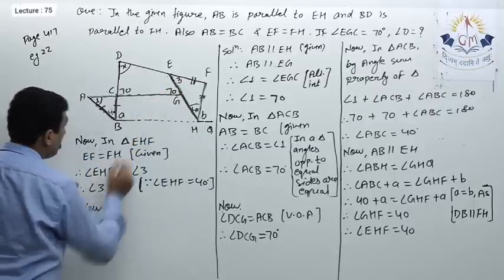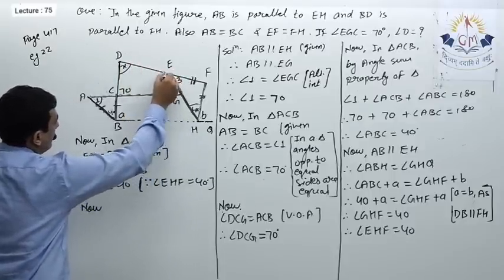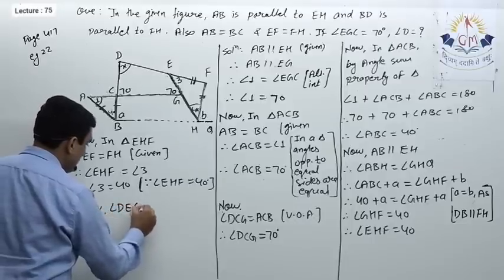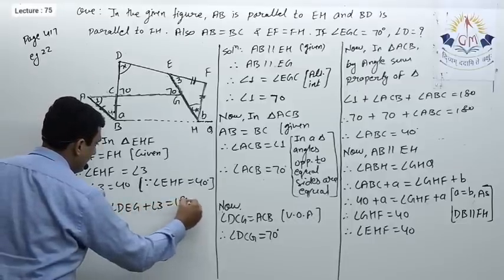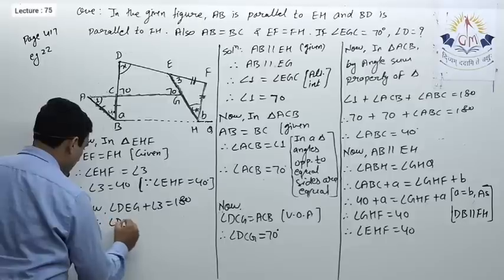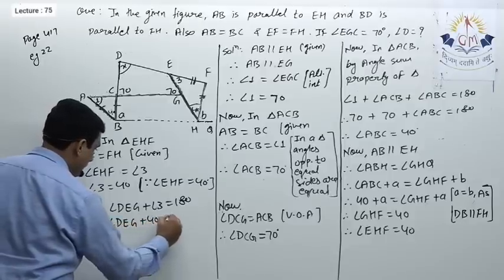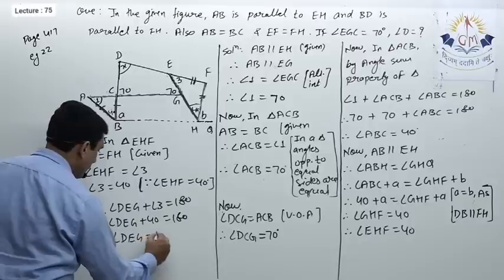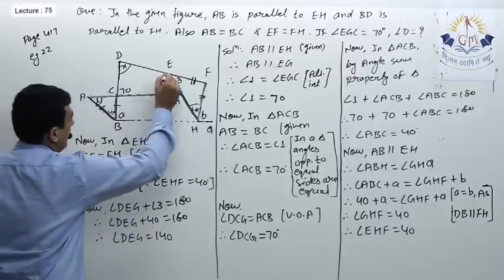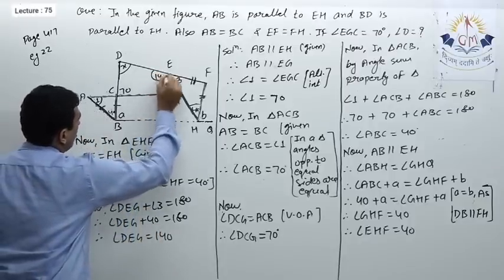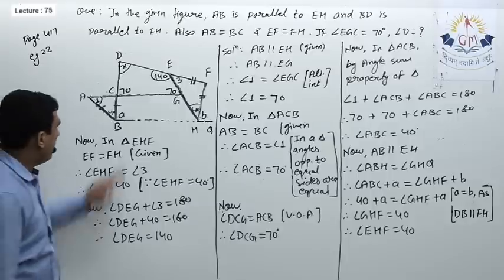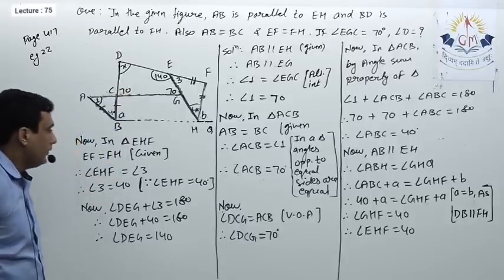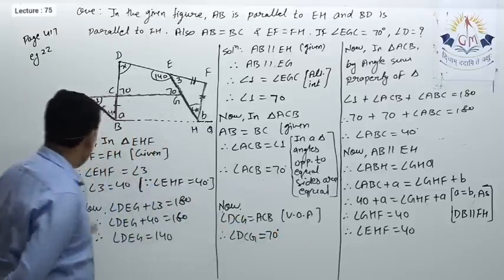Now as I got angle 3, I will be able to get the measure of angle DEG. So now angle DEG plus angle 3 is equal to 180 degree. Therefore angle DEG plus 40 is equal to 180 degree. Therefore angle DEG is equal to 140 degree. So now I have the measure of this angle as well. So now finally I'll get the measure of x by applying the angle sum property of quadrilateral. So note it down. After this you have to note it down, this portion.